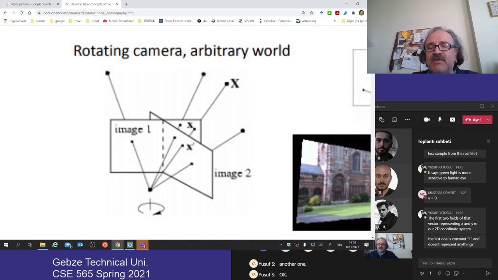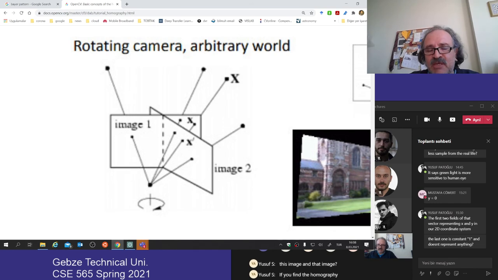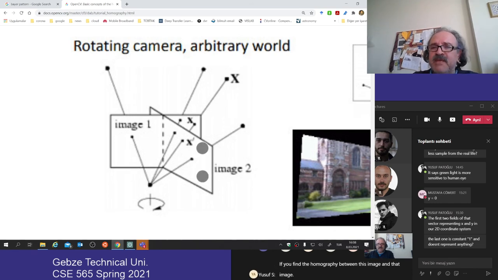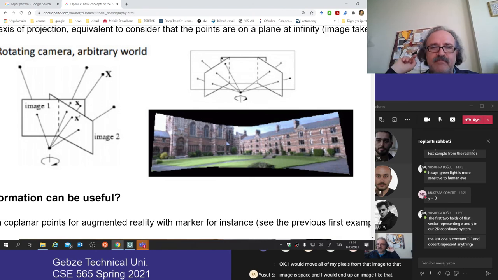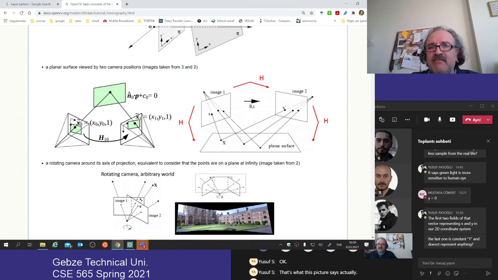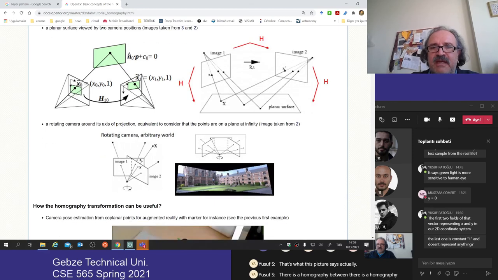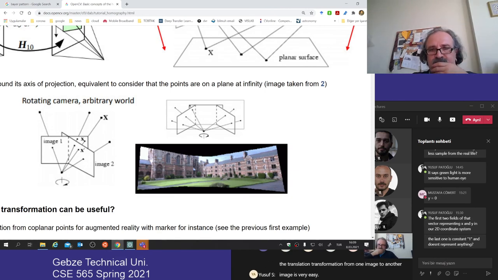Once you do that, if you find the homography between this image and that image, I would move all of my pixels from that image to that image's space, and I would end up with an image like that. That's what this picture says, actually. There is a homography between this image and this image, and it is defined by this 3x3 matrix. If you use the homogeneous coordinate systems, finding the transformation from one image to the other image is very easy.